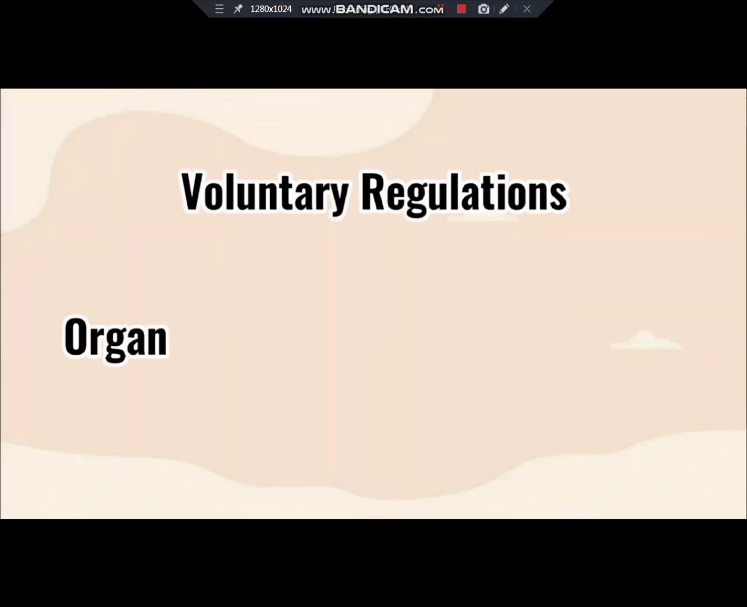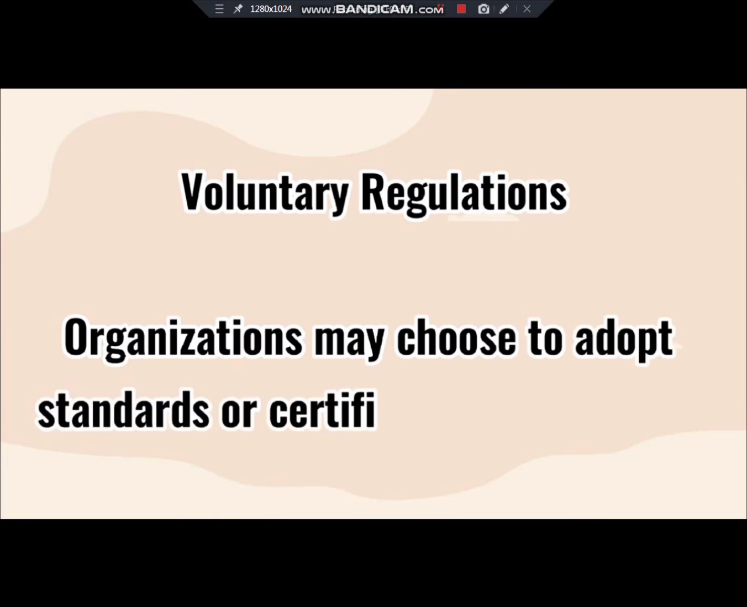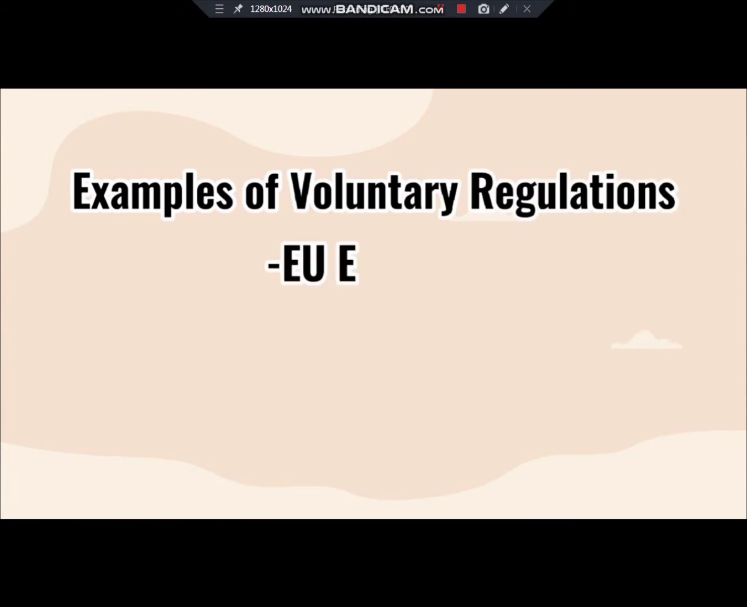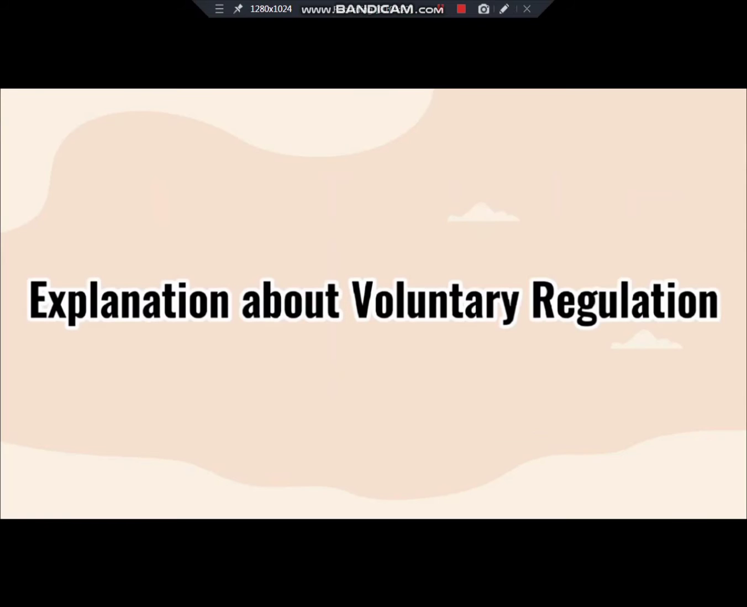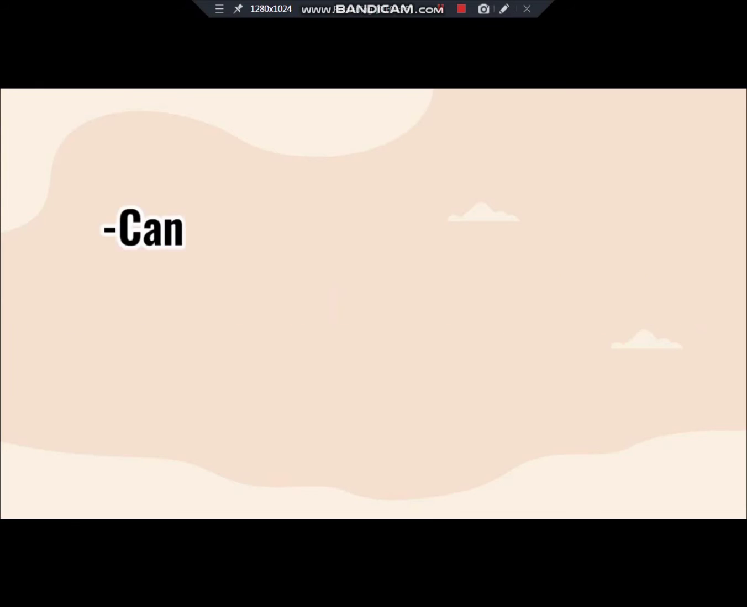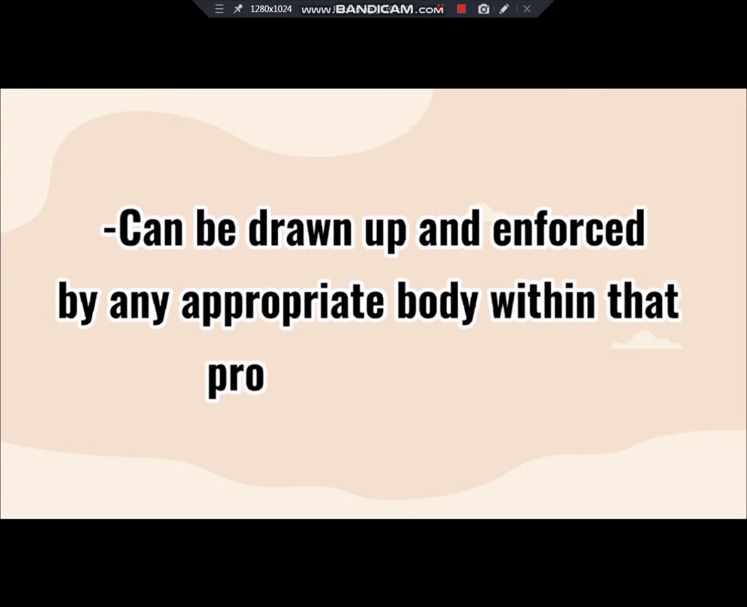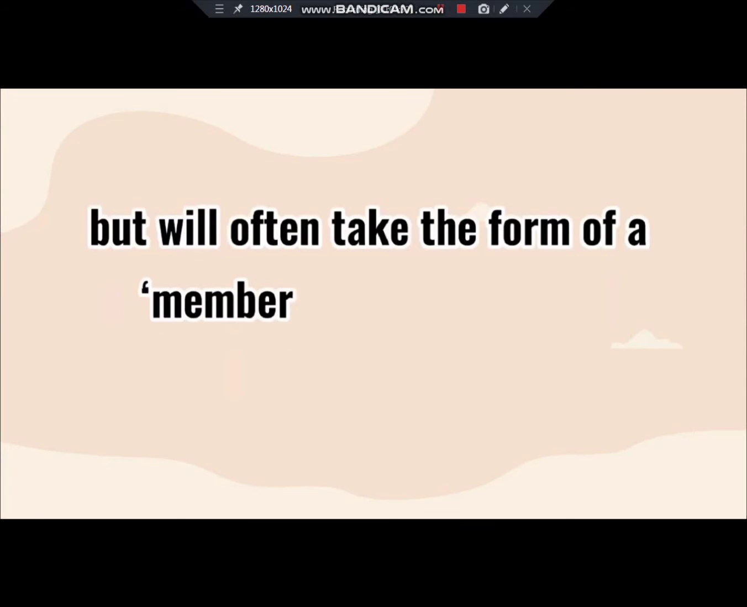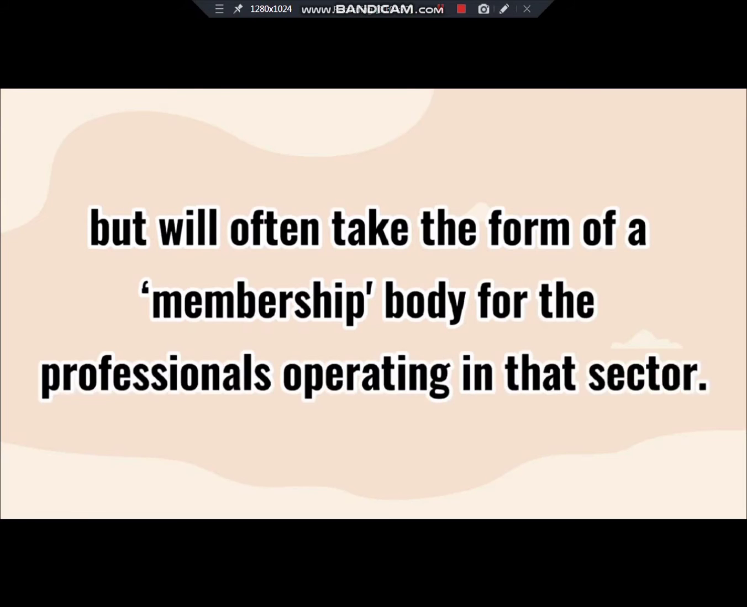Voluntary regulations. Organizations may choose to adopt standards or certifications voluntarily. Here are some examples of voluntary regulations. Voluntary regulations can be drawn up and enforced by any appropriate body within the professional sector, but will often take the form of a membership body for the professionals operating in that sector.